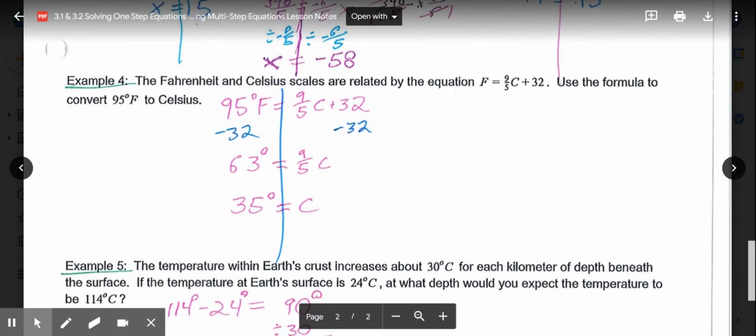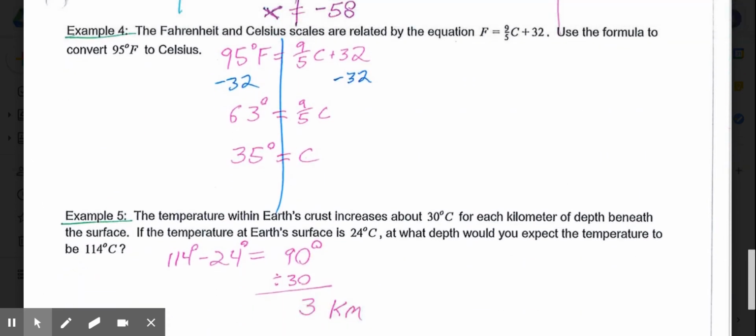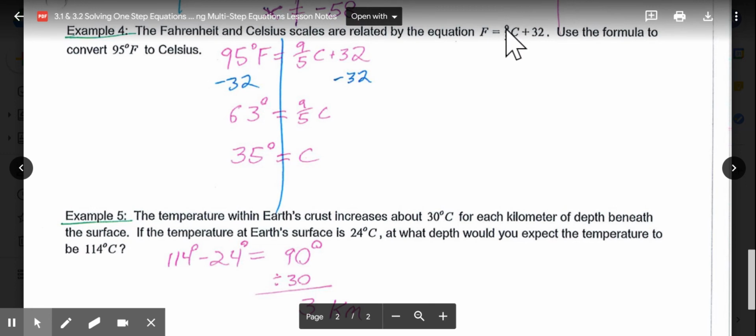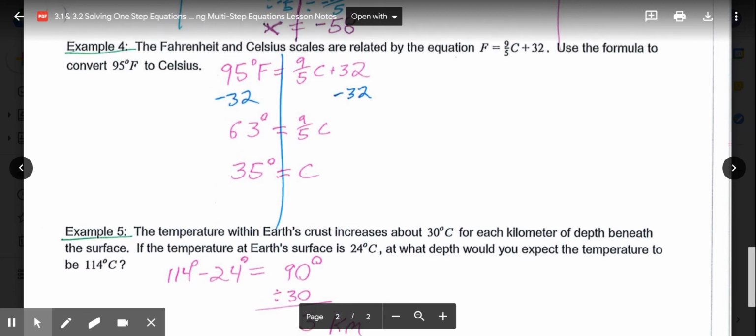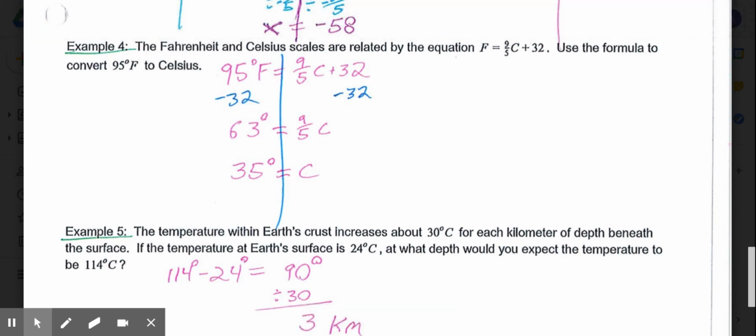And then our last two examples. Example 4 says the Fahrenheit and Celsius scales are related by the equation degrees Fahrenheit equals 9/5 times our degrees Celsius plus 32. So use the formula to convert 95 degrees Fahrenheit to Celsius. So the 95 will take the place of Fahrenheit. So we end up with 95 degrees equals 9/5 times C plus 32. So we want to solve for C.